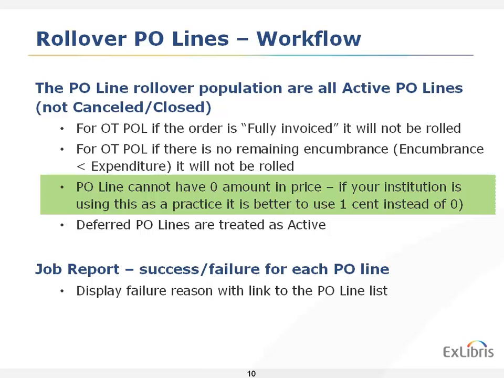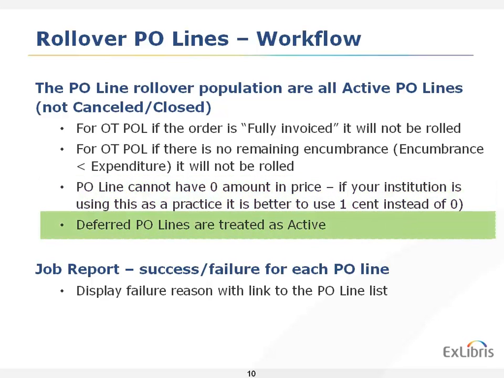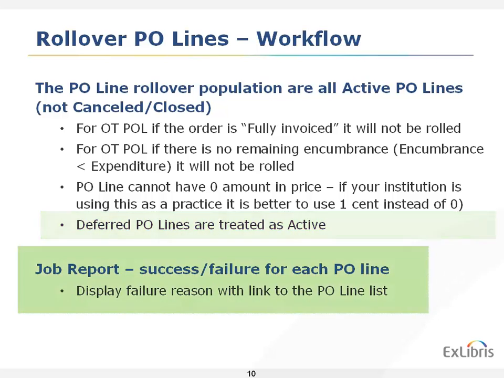If the institution best practice is using a zero amount just in order to mark the fund, we recommend to use 1 cent instead of 0. Deferred PO lines are treated as active and they are also candidate for rollover. PO line rollover job will issue a report of how many PO lines succeeded and how many failed and their failure reason, and each reason will be a link to the PO line list.